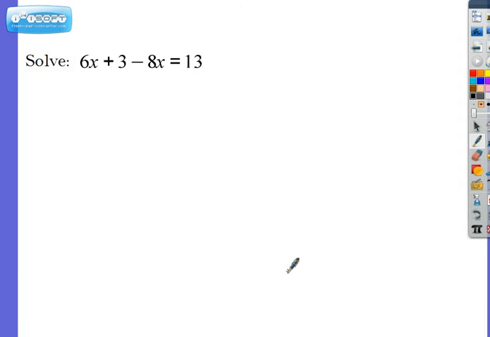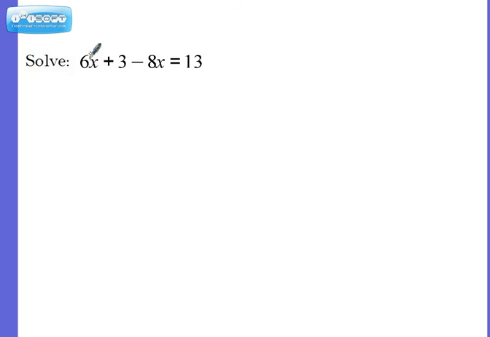This one here, we have like terms. So 6x and negative 8x. We can combine those like terms first. So 6x minus 8x, if we combine those two together, that's going to give us a negative 2x. Because we have 6 of something and we're taking away 8 of it. So that's going to be a negative 2x.